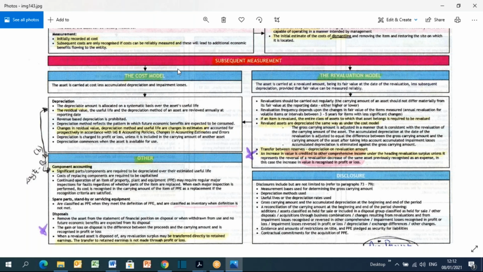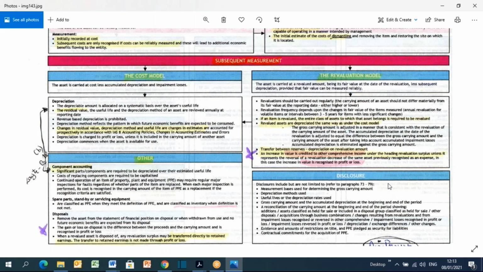So the subsequent measurement is the cost model or the revaluation model. If it asks about the revaluation model, you'll have to know that if one item is revalued, then all the items in the same class should be revalued, and you get a lot in the exam about this.